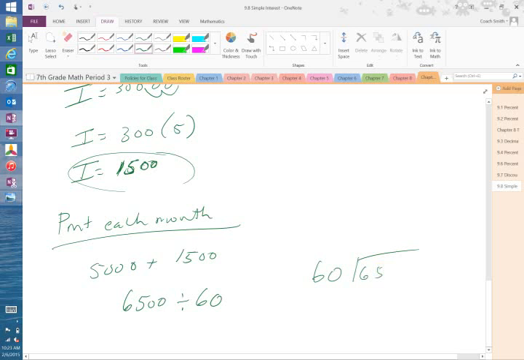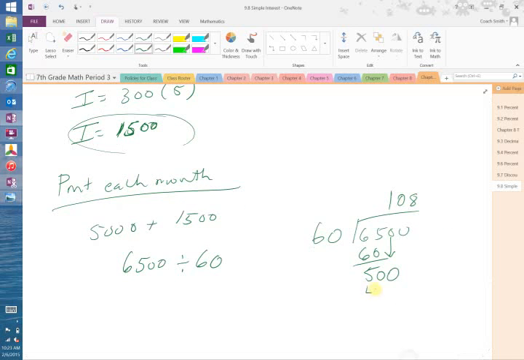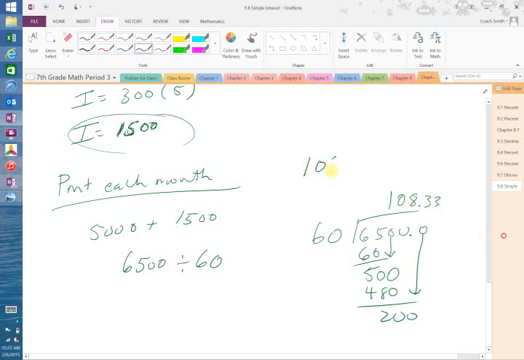into 6,500, that goes once, it'd be 60, remainder 5, bring down my 0. 60 doesn't go into 50, so that's 0. Add another 0. That would be 8, be 480, remainder 20. Bring down a 0. 60 into 200 goes 3 times. Be 180. So basically, $108.33.